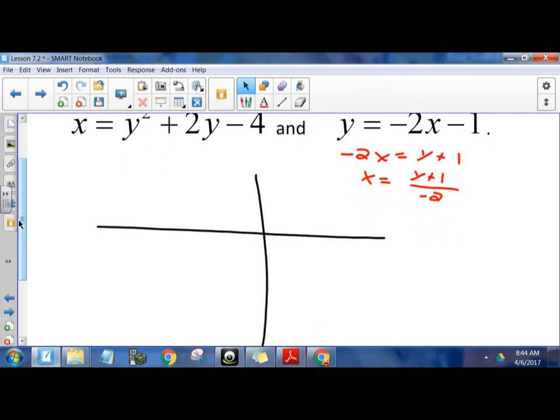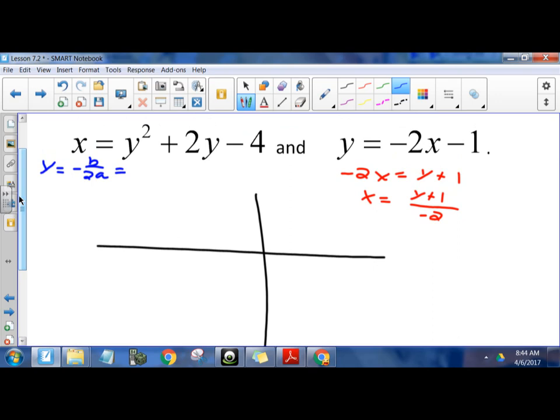Okay. So in order to graph that, the linear is really easy. It's just y equals negative 2x minus 1. In order to graph the quadratic, you've got to find the vertex, right? And for the vertex of the quadratic, you're going to use y equals negative b over 2a, because it's in inverted form, so we have to use y equals negative b over 2a instead of x. So this becomes negative 2 over 2 times 1, which is equal to negative 1. So the vertex has a y value of negative 1, and I have to go and find x.